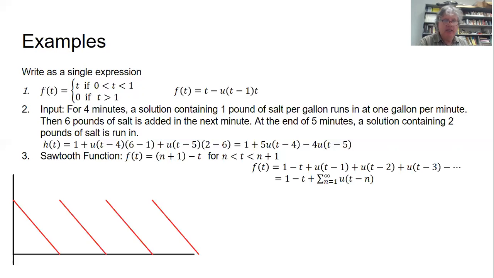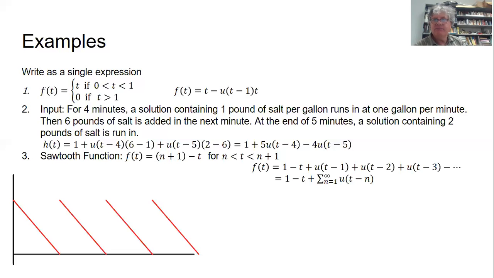Okay, the third one is like some sort of sawtooth function. So there's lots of different ways you can define that. There are different types of sawtooth functions. But this one here is basically equal to 1 minus t on the first unit, and then you just make it into a periodic function. And so on the interval n to n plus 1, it's n plus 1 minus t.